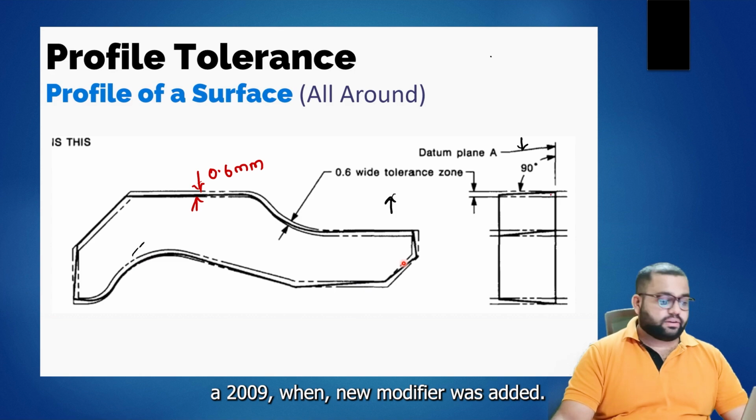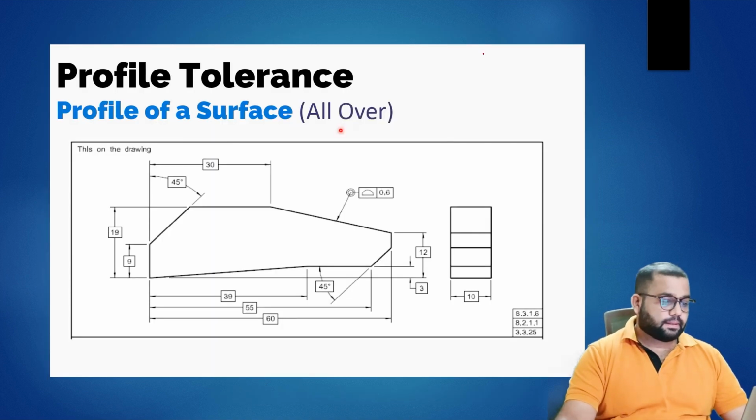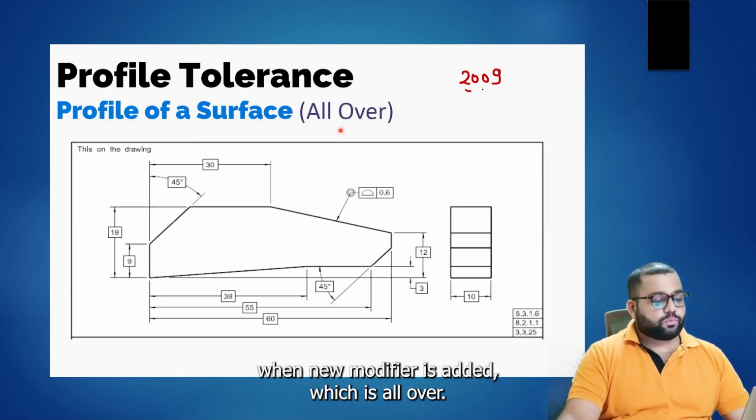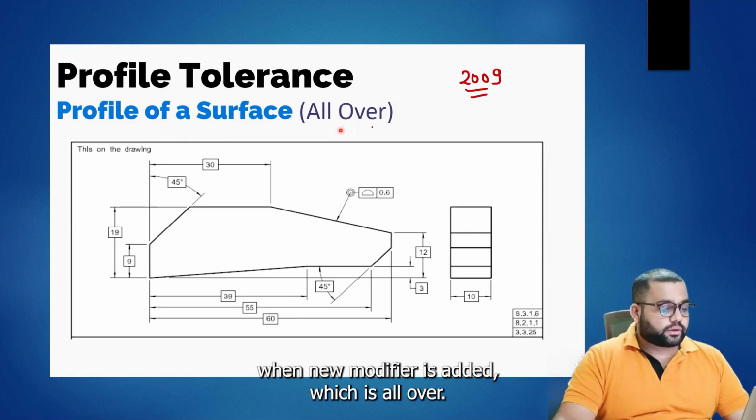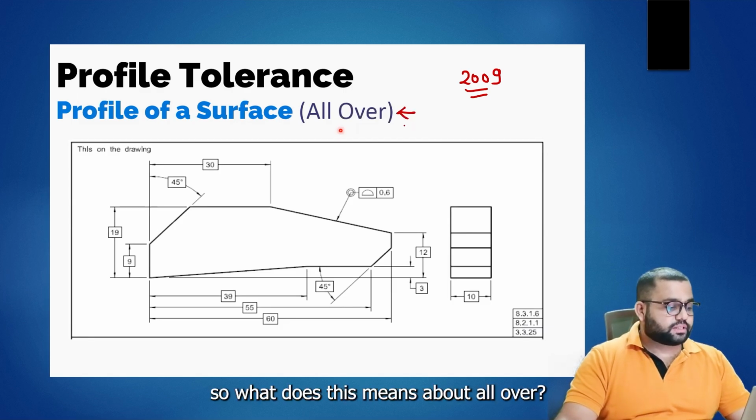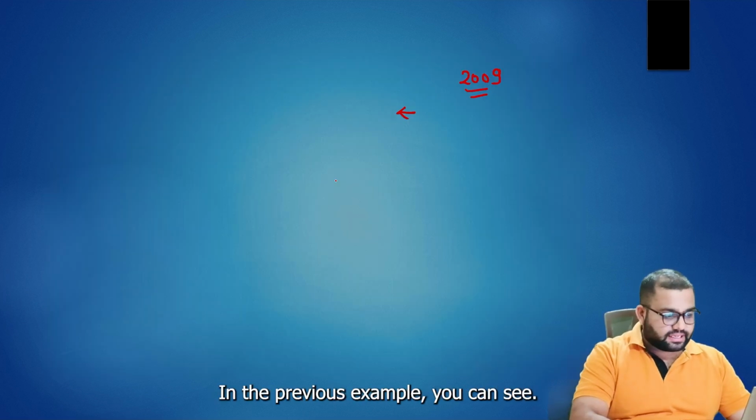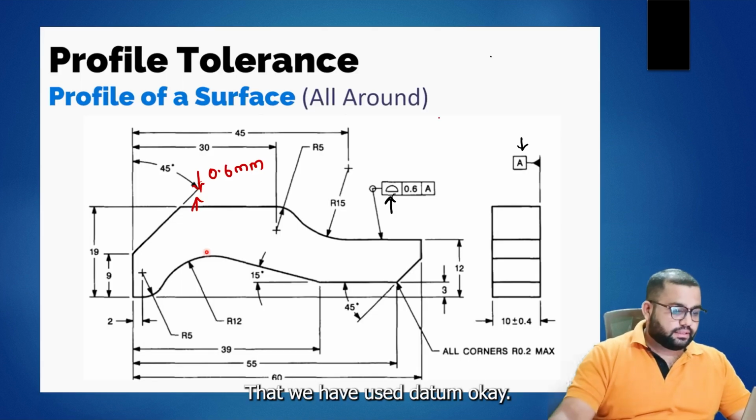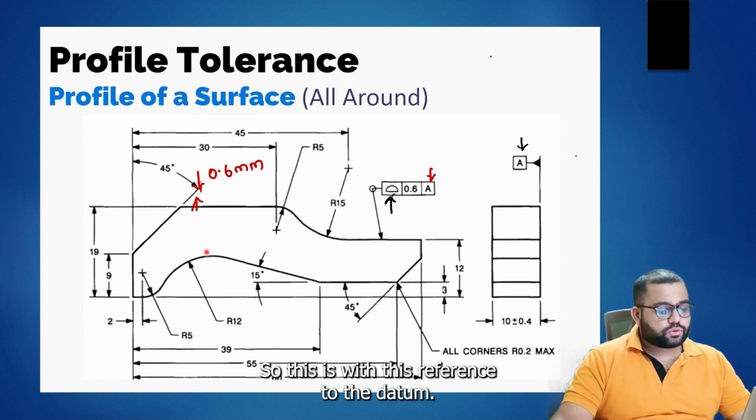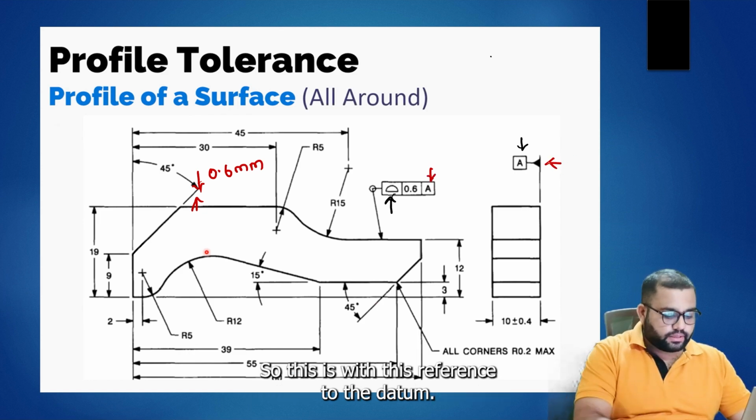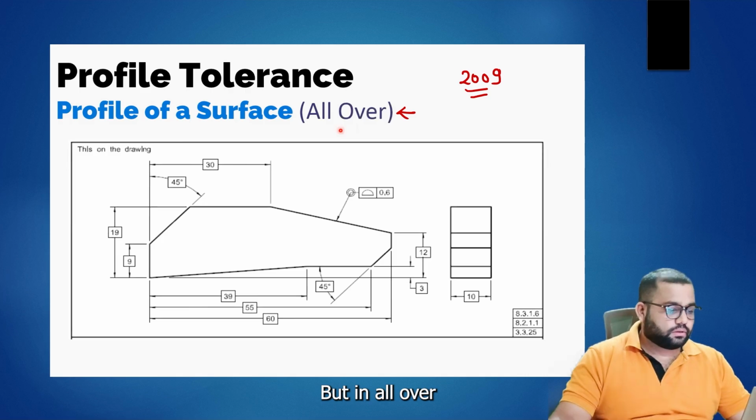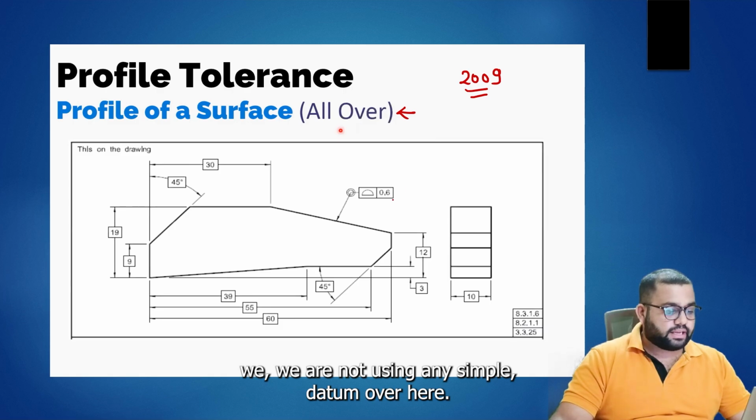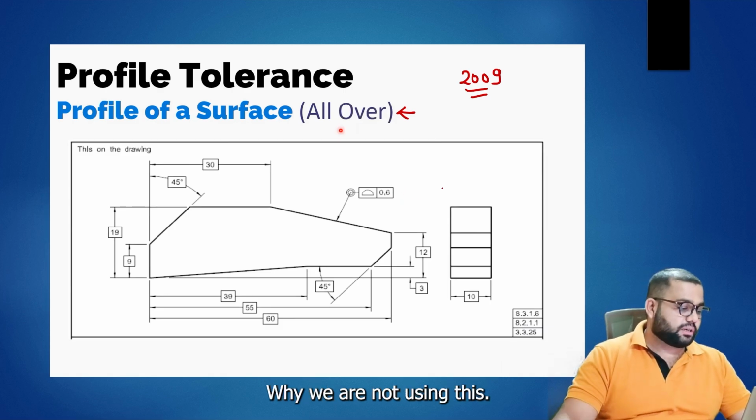In the 2009 standard, one new modifier was added, which is all over. So what does all over mean? In the previous example, you can see that we have used a datum, so that was with reference to the datum. But in all over, you will see that we are not using any datum. Why we are not using one, I will let you know.